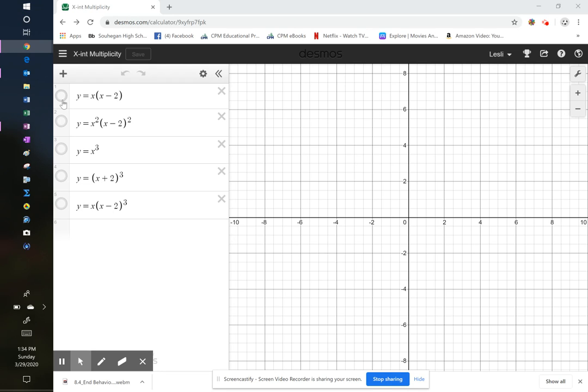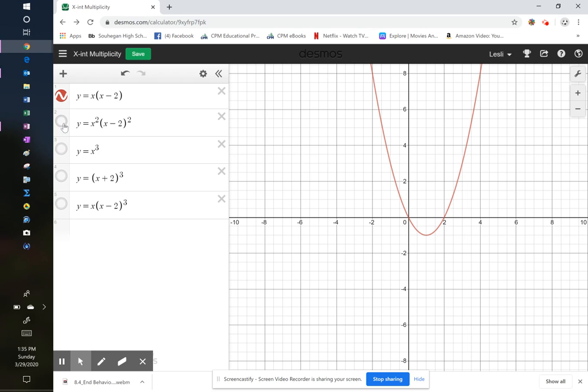The first two graphs we're going to look at, in essence, look the same. So x times x minus 2, x times x minus 2. But in the second graph, we're squared. In this first graph, we have an x-intercept at 0 and an x-intercept at 2. Well, how does that change when I change the degree?